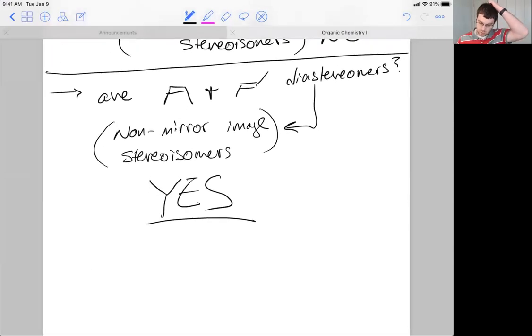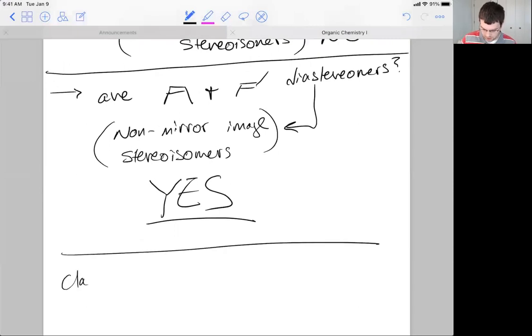Now that we've identified the type of stereoisomers that can exist for carbon-carbon double bond systems, what we need to do now is classify these things. Classifying alkene stereoisomers.